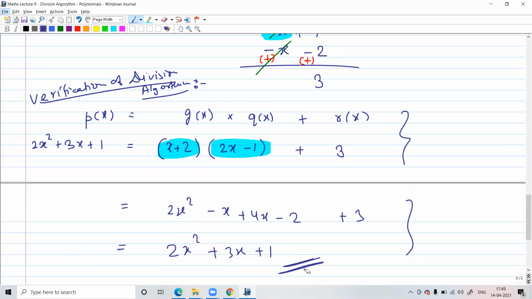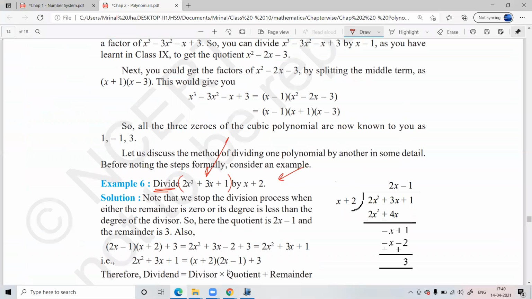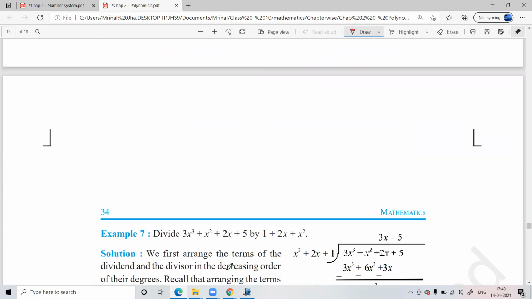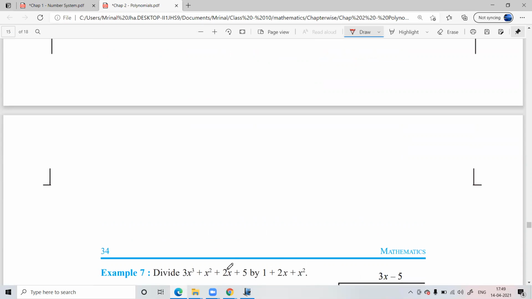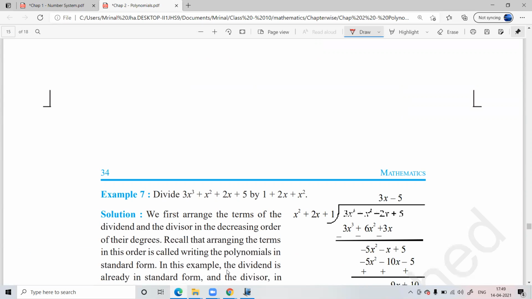Okay. So whenever we do some verification, as a last step we should always write whether LHS is equal to RHS or not. So in this case, LHS and RHS are the same. That is what we write, and we call it LHS is equal to RHS, verified. Okay. Fine. So is everyone clear with how to do the division and verification? Give me a confirmation. Yes, sir.